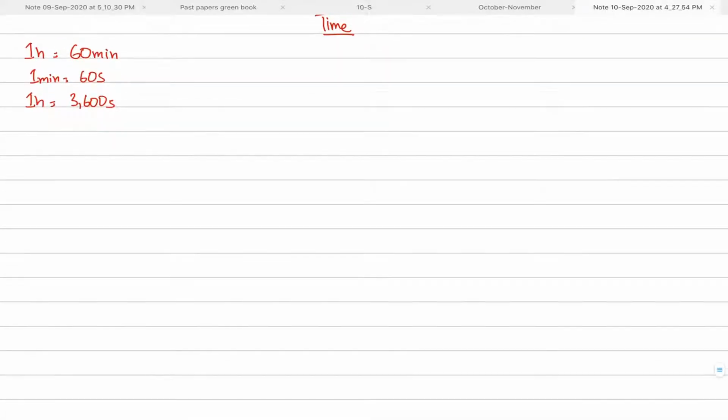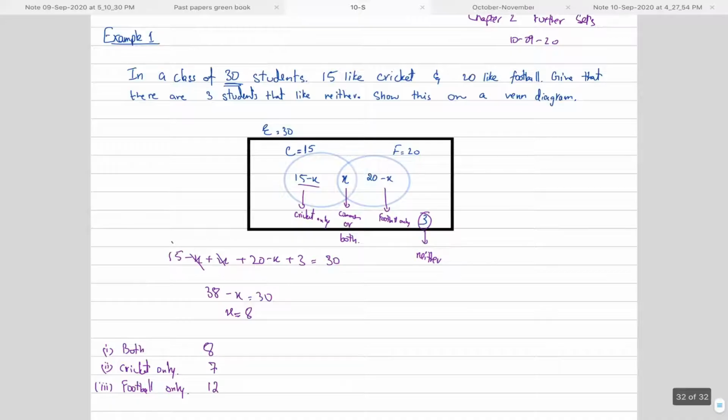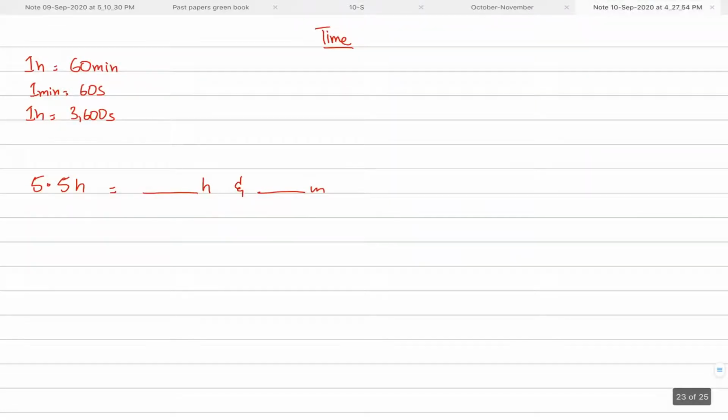Okay, now suppose you're given 5.5 hours and the question's asking you to convert this to write hours and minutes separately. So it's a pretty straightforward question, and the answer is going to be worked out by saying that we have 5 complete hours, so that means there's going to be 5 hours. There's no debate about that.